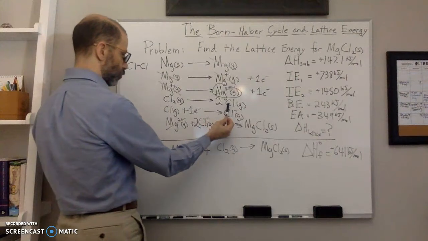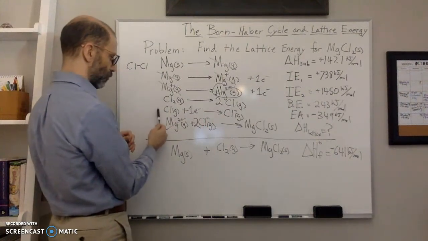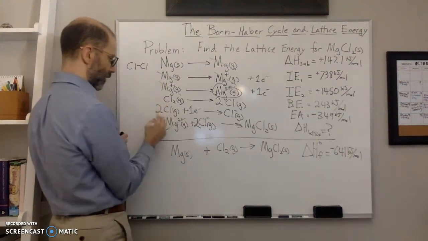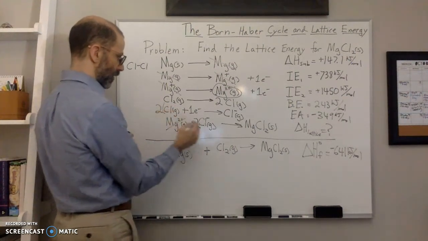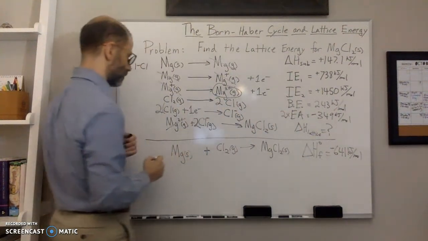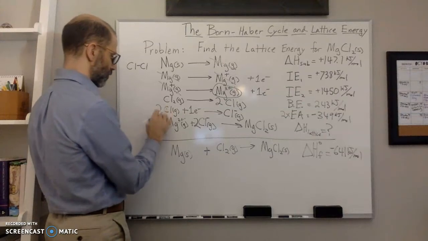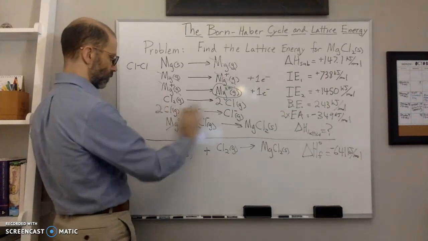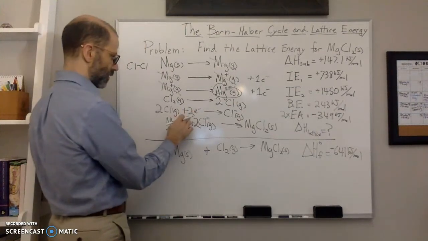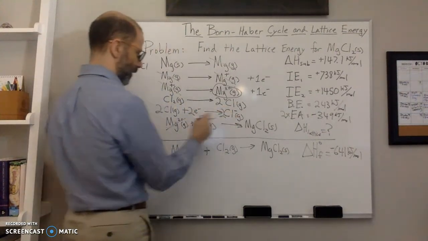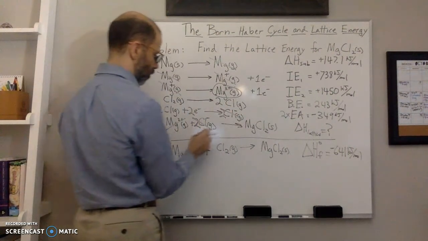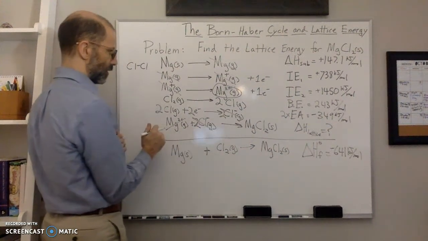We have 2 chlorine atoms here, so we're going to need 2 chlorine atoms here. So we're going to have to double this, right? If we double this, remember we need to double this as well. So everything gets multiplied by 2. So we got 2 electrons there, and we got 2 chloride ions there. Now these 2 chloride ions here are going to cancel out with these 2 chloride gas ions here. So that's going to cancel out.